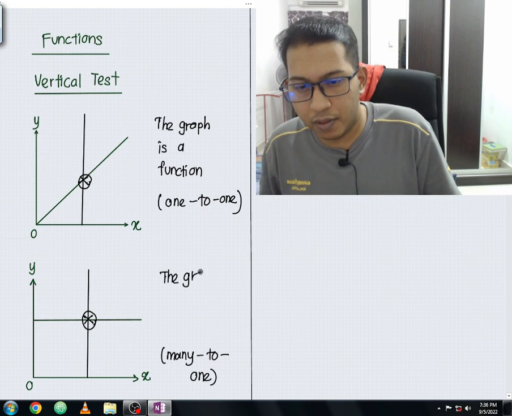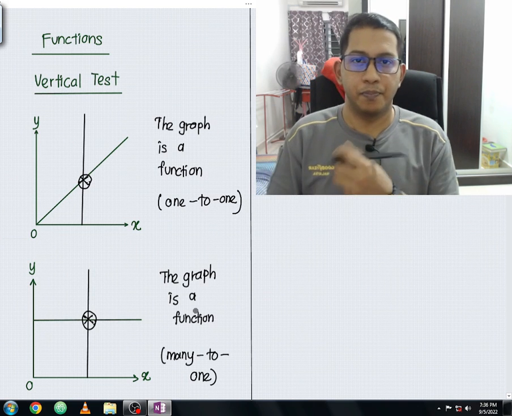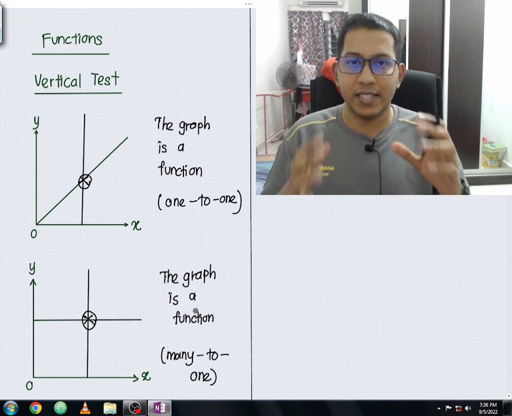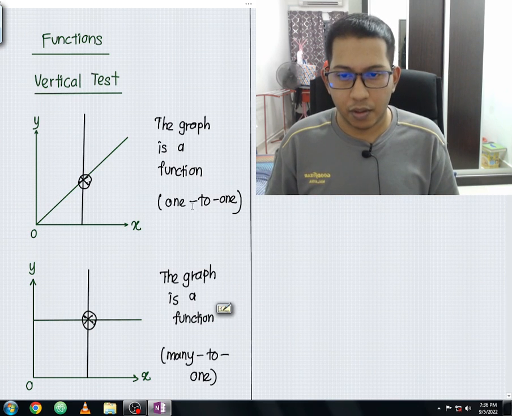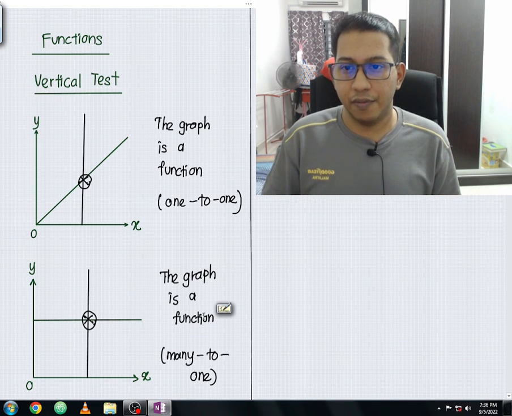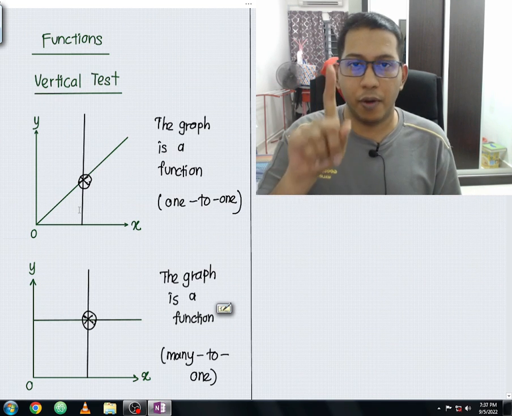So we have already proved that this is a function. I hope you guys understand the concept of this vertical test. As you can see here, one to one and many to one, we have already proved that is a function because it only intersects one point at a time.